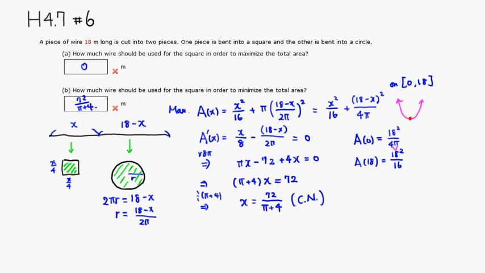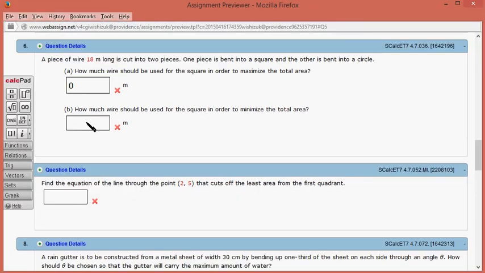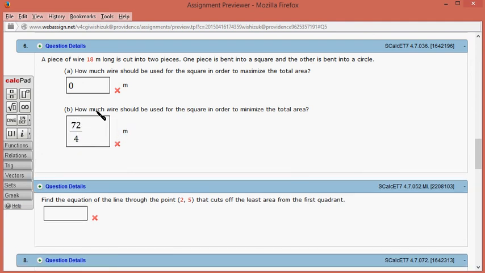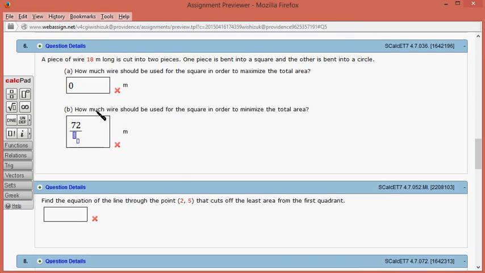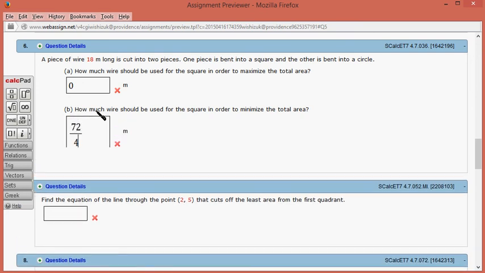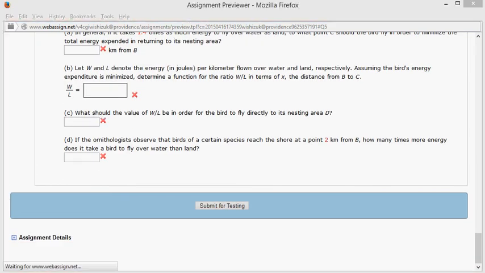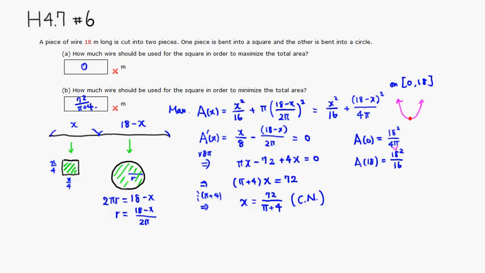Alright, so let's type it in. 0 and 72 over 4 plus pi. Oops, I can't get rid of this. Over 4 plus pi. Alright, submit for testing. I came back and it looks like we got this one correctly. Alright, that's it. I hope that this was clear.